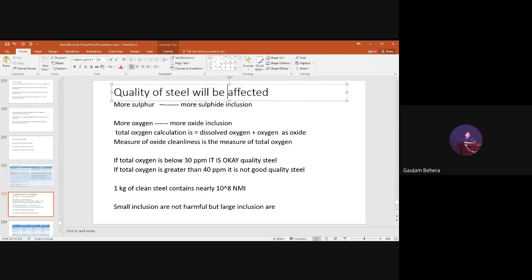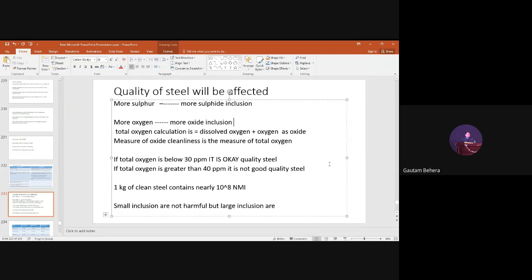Similarly, if we have more dissolved oxygen in our steel and we try to remove it by deoxidation practice, by adding deoxidizers, it will form deoxidation products which are basically oxides. So that means more oxygen means more oxide inclusions, right? Anyhow, we try to remove sulfur as much as we can from the steel by desulfurization technique, but oxygen is very difficult to reduce, right? Because during the primary steel making process, we blow oxygen, so oxygen will obviously be there in the steel. It is very difficult to remove.